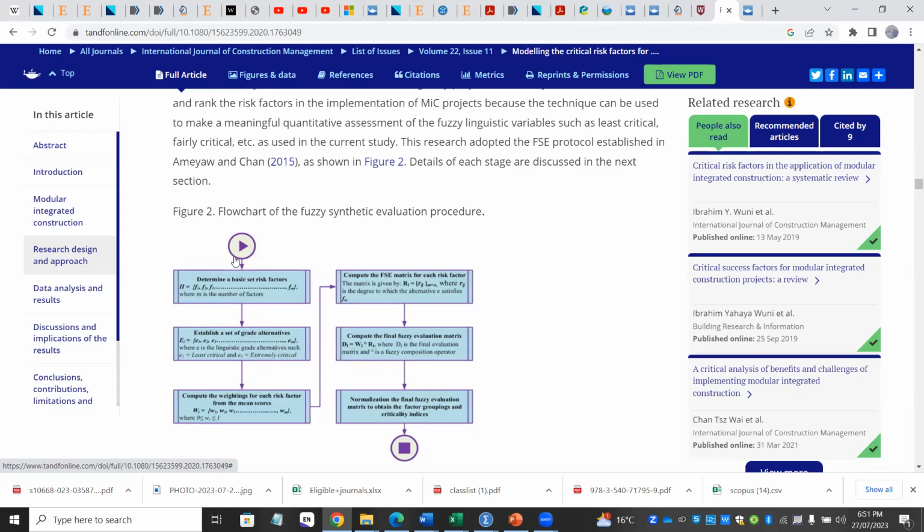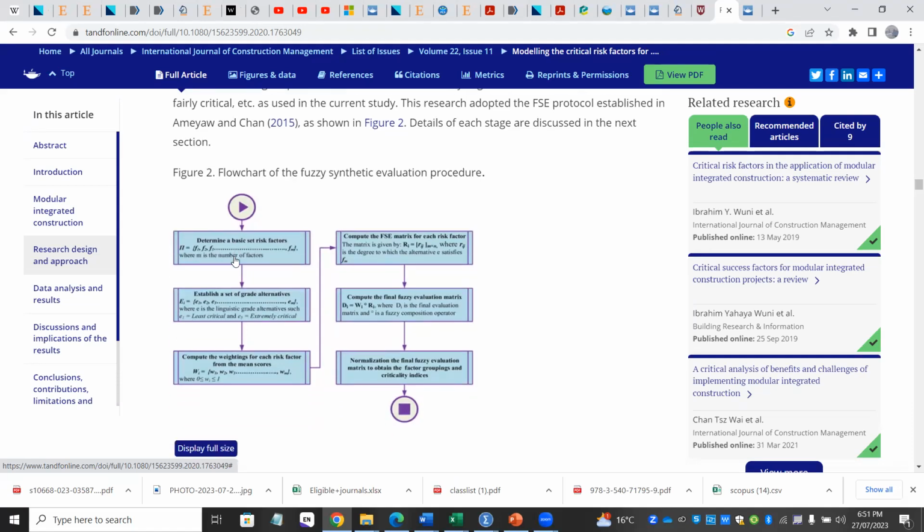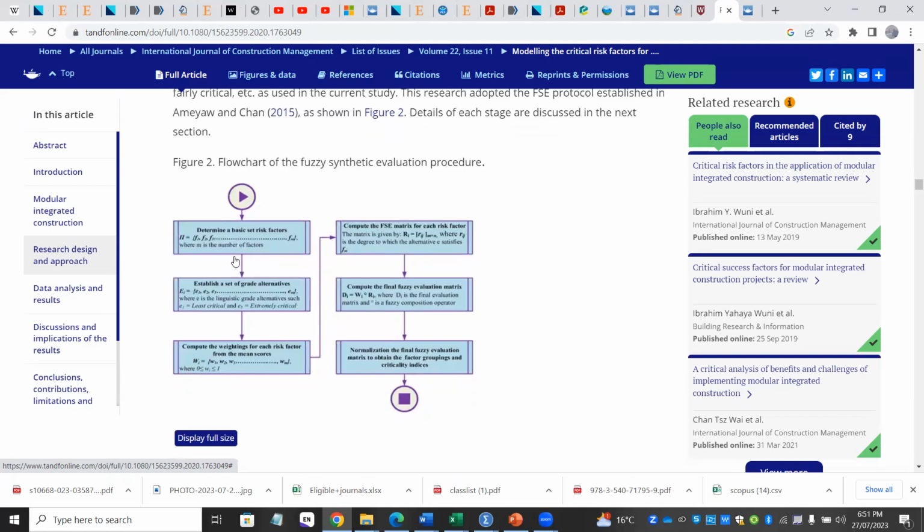And normally, as I said, if you are using a Likert scale, the Likert scale will help you out. But it's not always the case that it should be a Likert scale. You can come up with your own set of grade alternatives, where you can say that 1 is strongly disagree, 2 is disagree, 3 is neutral, 4 is agree, and then 5 is strongly agree. Then from there, you have to compute what we call the weightings for each of the variables that you identified.